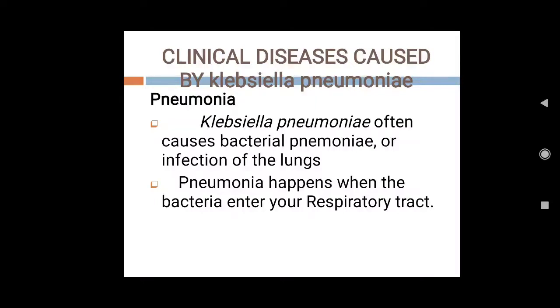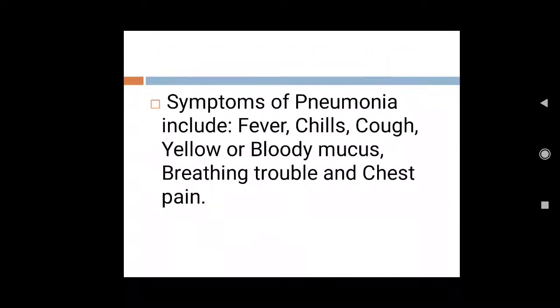Clinical disease caused by Klebsiella pneumoniae. Klebsiella pneumoniae often causes bacterial pneumonia, or infection of the lungs. Pneumonia happens when the bacteria enter your respiratory tract. Symptoms of pneumonia include fever, chills, cough, yellow or bloody mucus, breathing trouble, and chest pain.